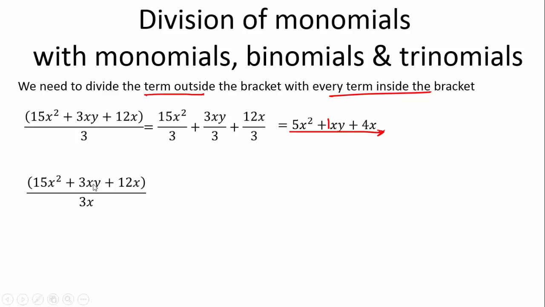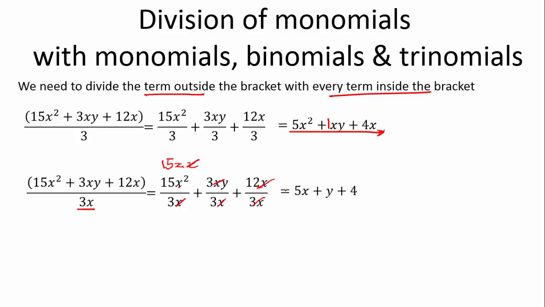What about 15x squared plus 3xy plus 12x divided by 3x? We can separate this again into three separate terms, 15x squared divided by 3x, 3xy divided by 3x, and 12x divided by 3x. Now remember, x squared is the same as x multiplied by x. So x divided by x, they cancel out. So we have 15x divided by 3, which is 5x. 3 divided by 3 is 1, and we're just left with y. And then 12 divided by 3 is 4, and the x's cancel out.